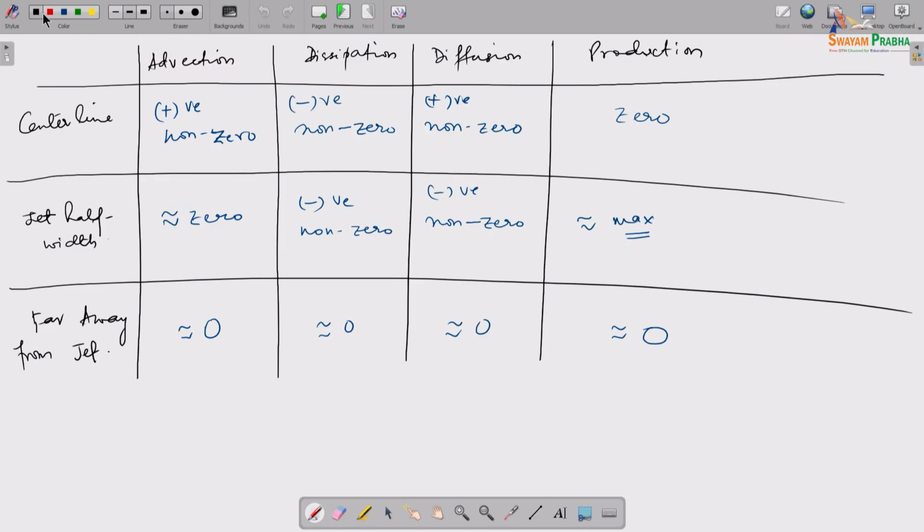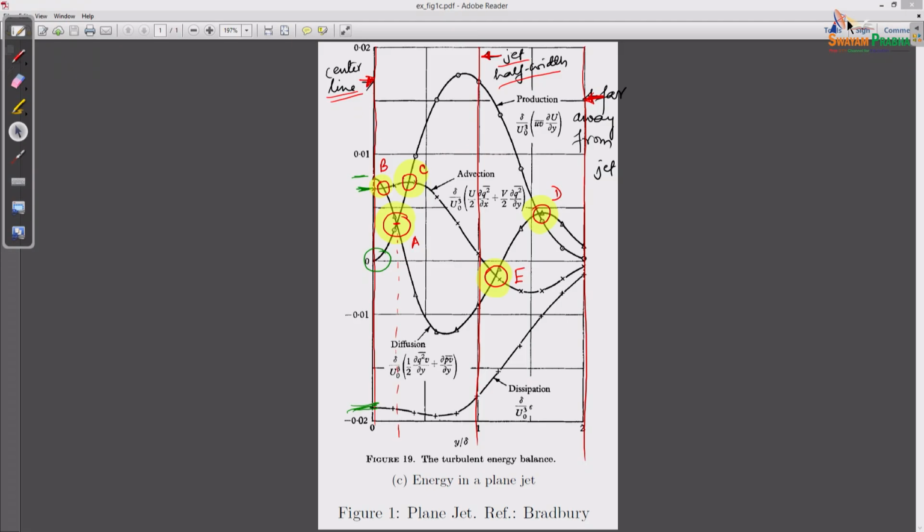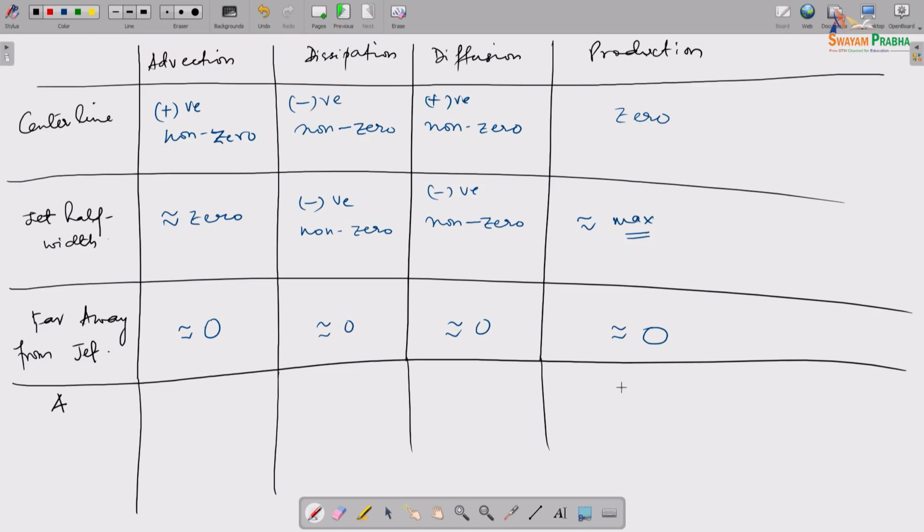Okay, so at the location, say A, the production is the same as diffusion. Production and diffusion are the same, right? So here essentially production is equal to diffusion. So that's at location A.